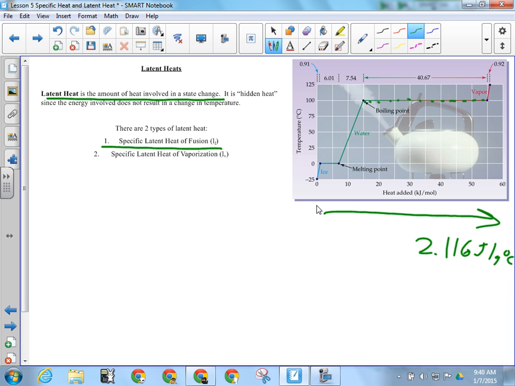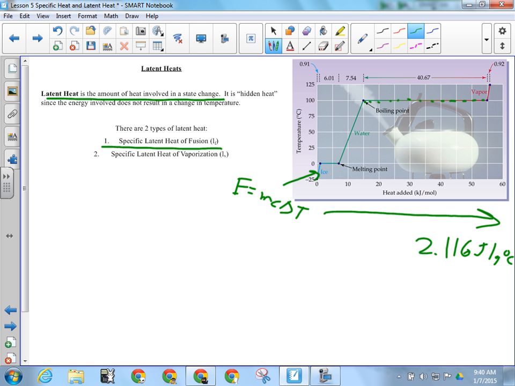Let's say I know that it's ice. Easier than that. It's what you've just been doing. What have you just been doing? What formula have you just been using? Right. E equals mc delta T.